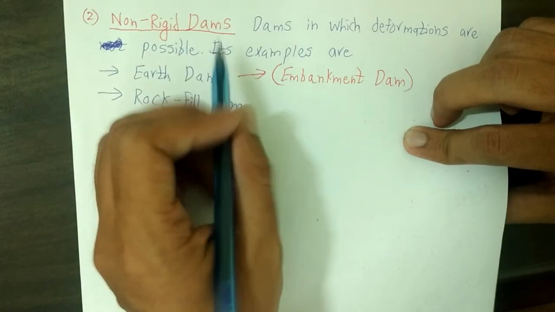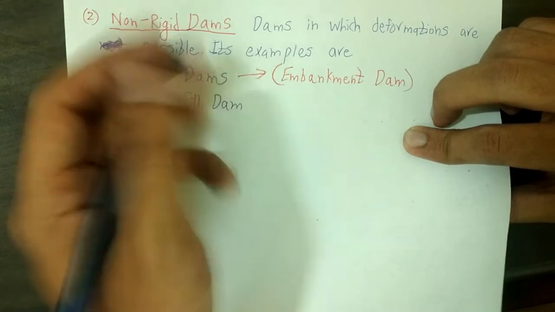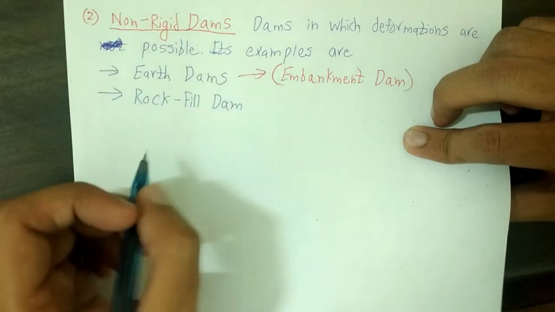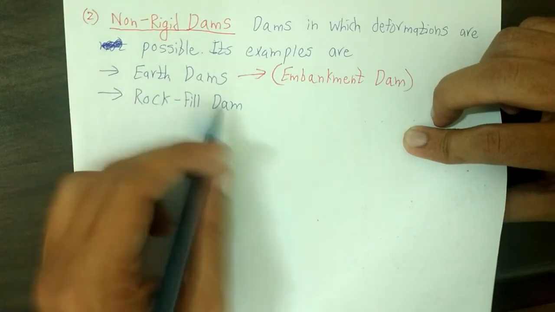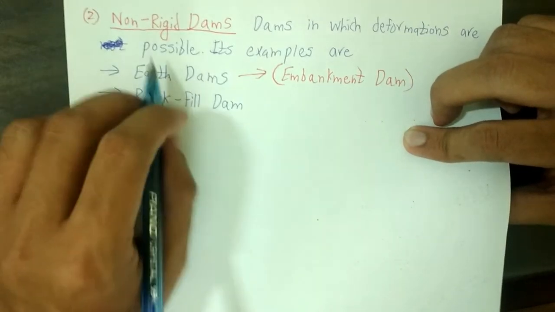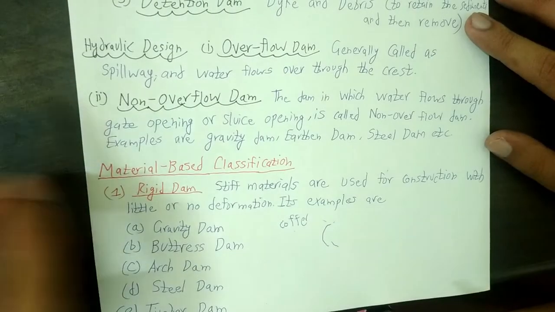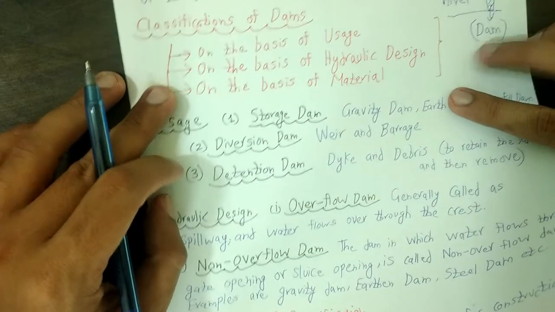So this is the first example of a non-rigid dam, and secondly the rock fill dam, in which rock material is compacted and, as the name indicates, we fill with rock material to construct the dam. It is known as a rock fill dam, and it is basically a permeable dam from which the water can pass through. So this is our non-rigid dam, and on the previous page we saw the rigid dams. These are the different classifications of dams on the basis of usage, hydraulic design, and material.